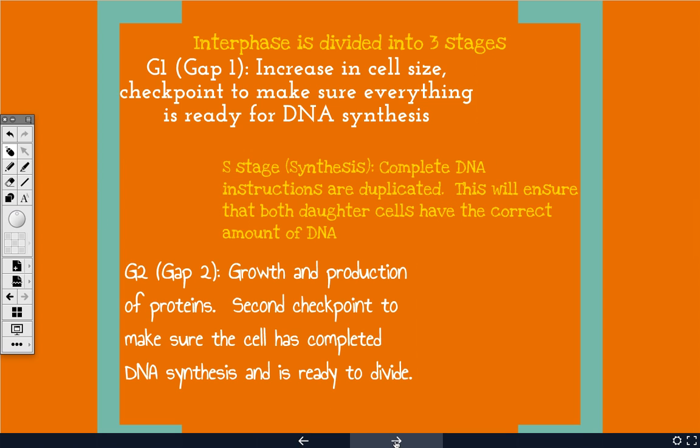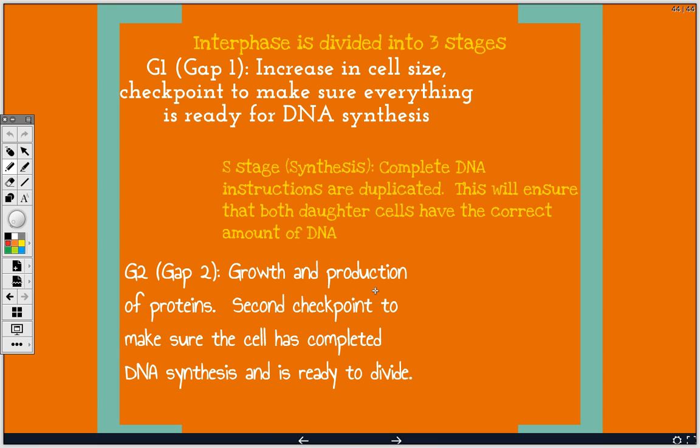Our next one is called G2 or GAP2, and this is where the cell grows. It produces some proteins, but it mainly grows, and this is our second checkpoint where we make sure that DNA was synthesized correctly, so that we make sure that the order of A, T, G, and C is correctly replicated to a T, A, C, and G. And if there's any mistakes here, maybe we accidentally put an A here, this checkpoint would be able to say, this is wrong, let's correct that. All right.